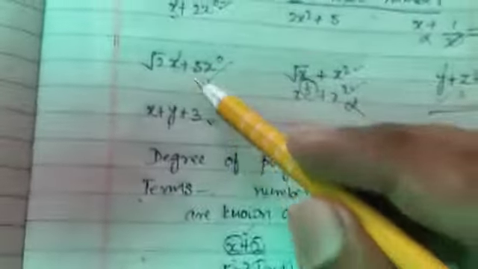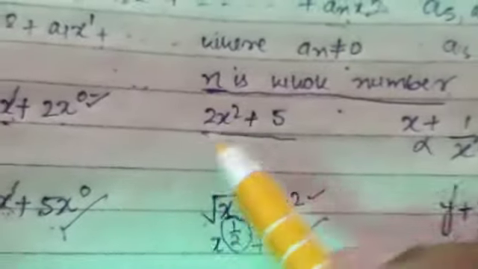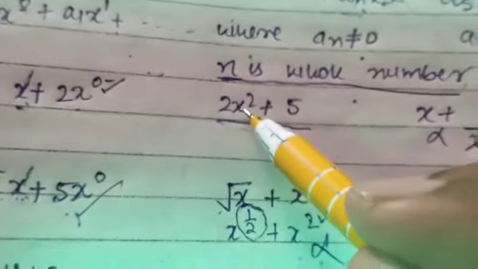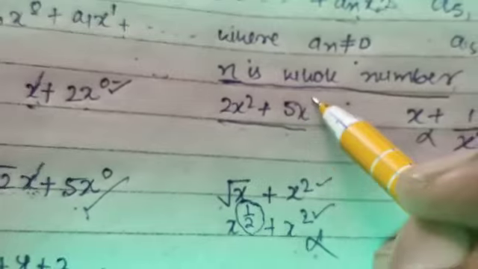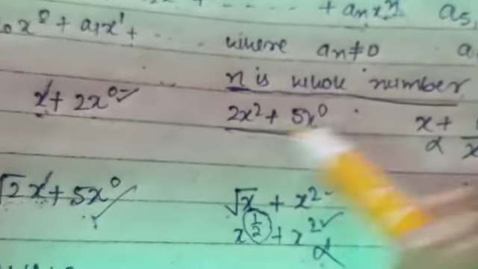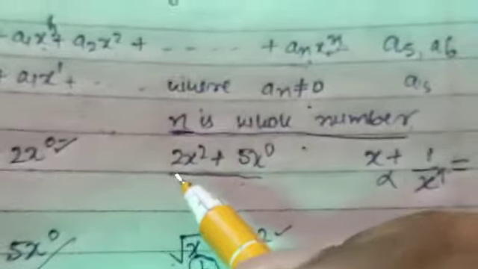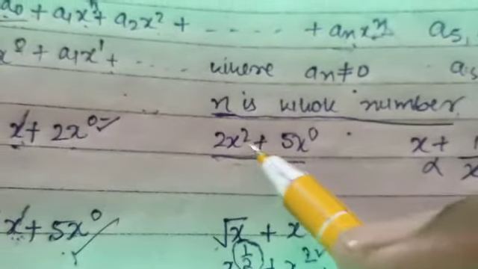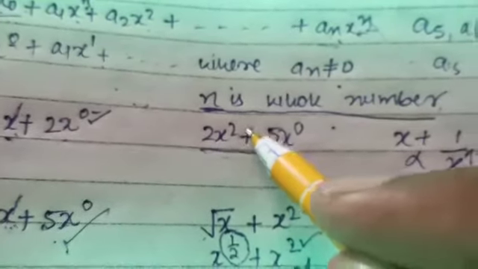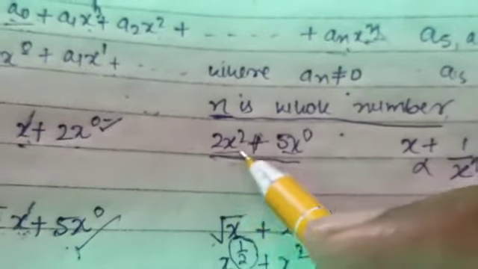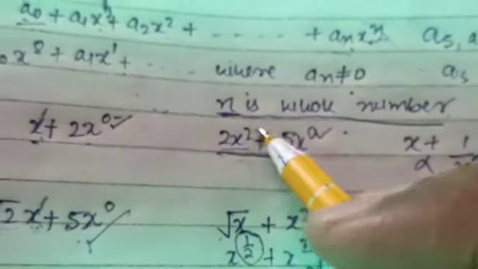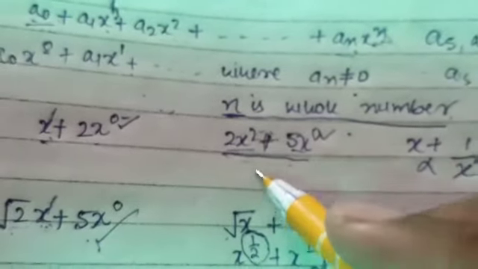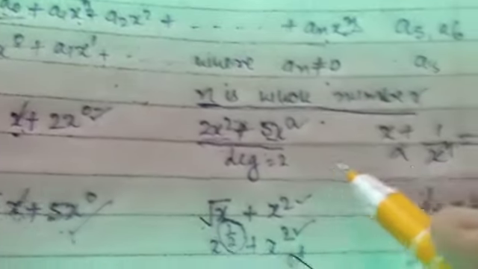Suppose the example is this, 2x square plus 5. So what is the degree of this? Here the variable is x, so the power is 2. There is no x here, you can write or leave it as x power 0. How many terms? First check the terms. There are 2 terms because there is only one plus sign, so 1 term and 2 terms. So here the power is 0, here the power is 2, so the highest is 2, so the degree will be 2.